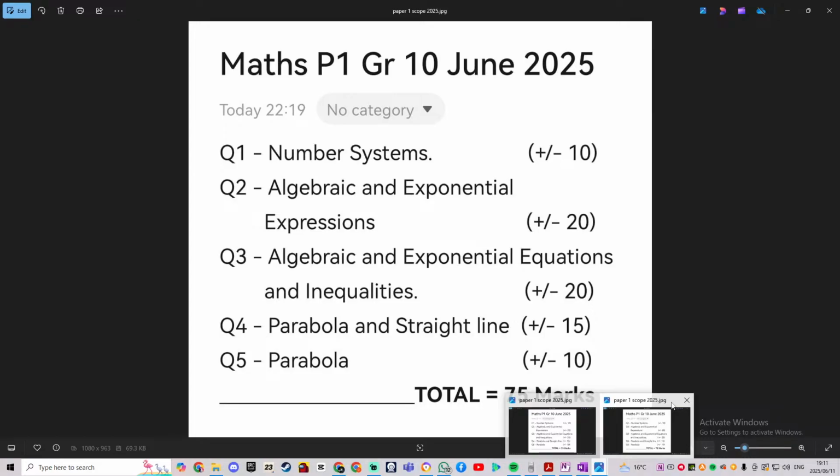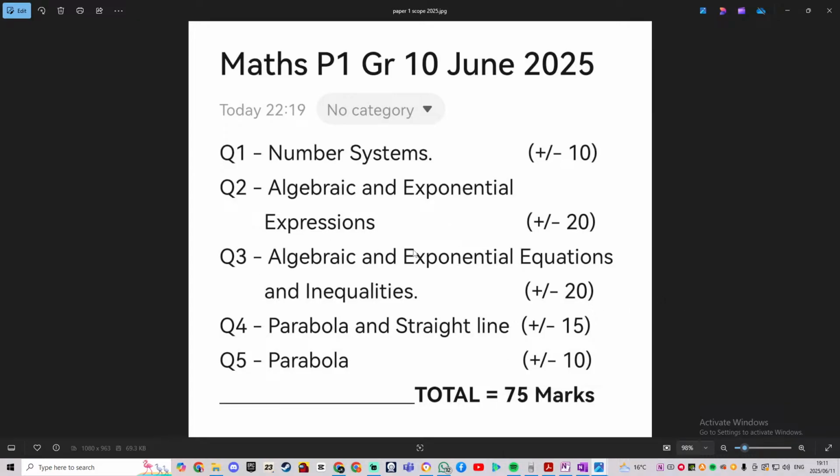Anyways, let me just do a few alterations to the video. This is what we will be going through. Number systems. This is referring to the paper we're writing in the Eastern Cape.